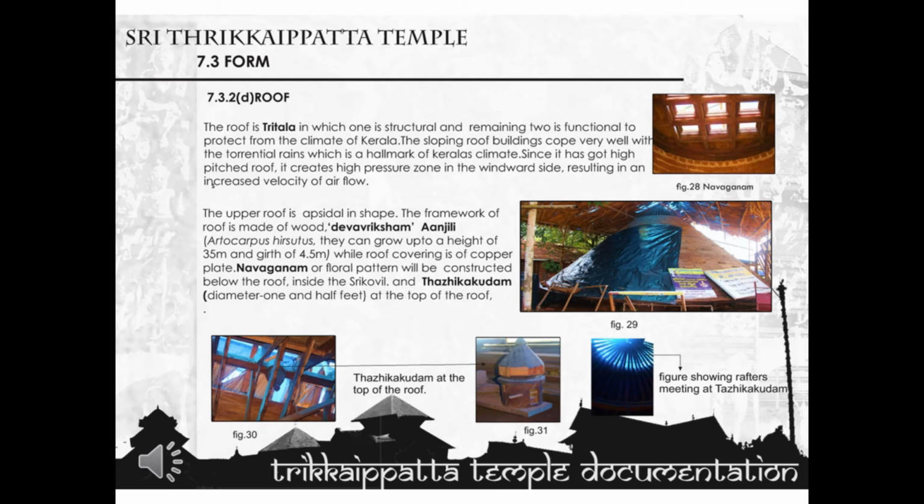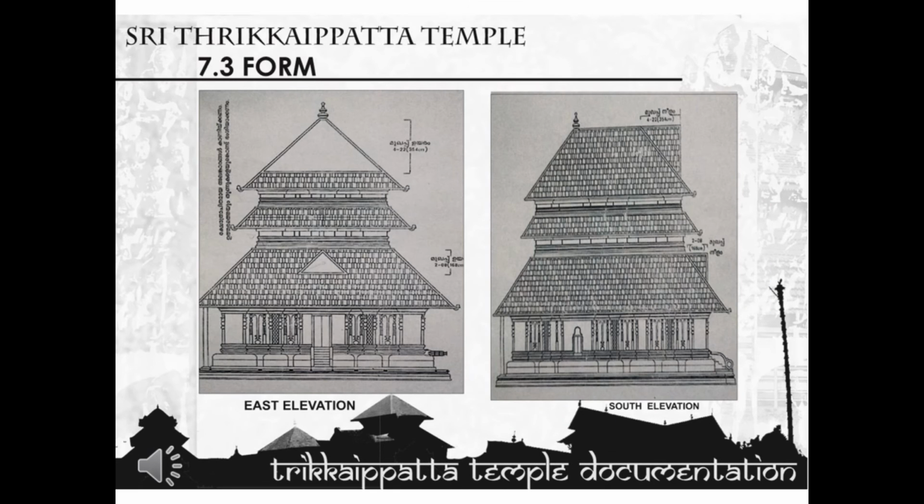The framework of the roof is made of wood, Deva Vriksham, the Ani leaf, while the roof covering is of copper plate. Navagraham or floral pattern will be constructed below the roof inside the Srikovil, and Tharigakudam will be there at the top of the roof. This is the eastern and southern elevation.